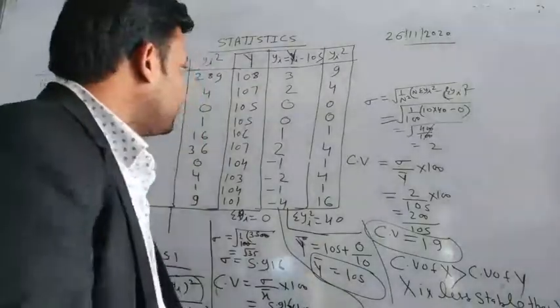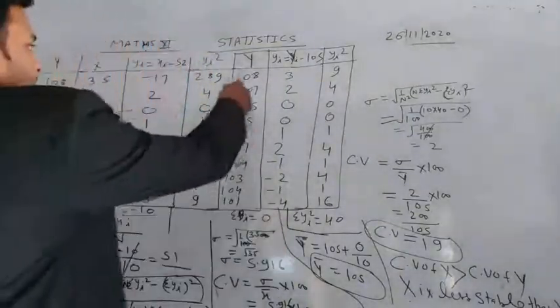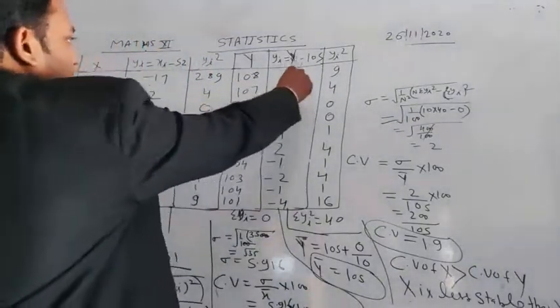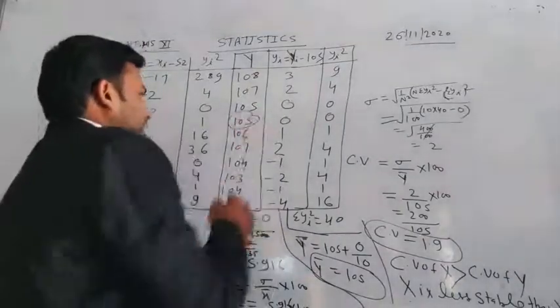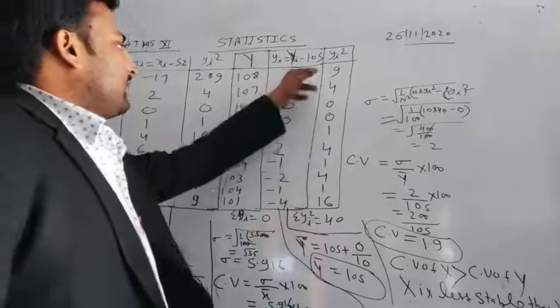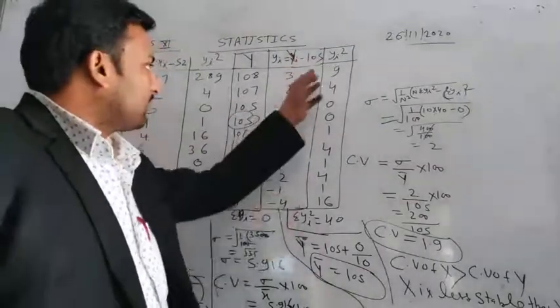Now we will again apply the same procedure for cell y, which is this. So yi is yi minus 105. 105 is what we are selecting as the assumed mean. So after subtracting each observation from it, we are getting our yi as this.